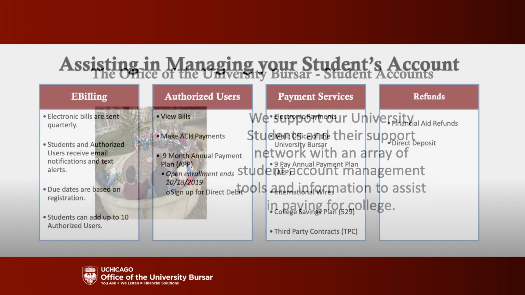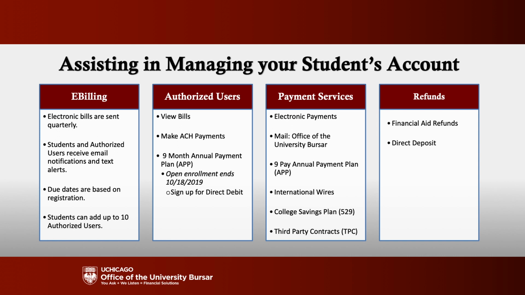And here are some of the things we help you manage your student accounts with. One is e-billing, authorized user access, payment services, and refunds. First, with the e-billing, we have electronic bills that are sent to the students and their authorized payers every quarter. So these bills are sent quarterly. And then we have an option for each student to assign up to 10 authorized users to view and/or pay tuition.